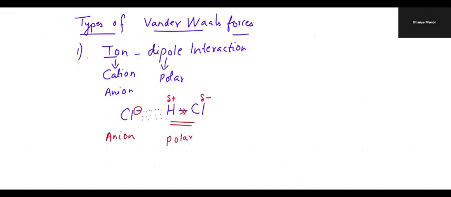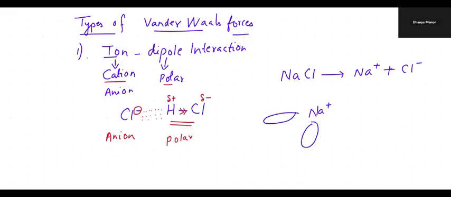Then it can also exist between a cation and a polar molecule. For example, if I take sodium chloride, when you dissolve it in water, I get sodium ion and chloride ion, right? Now, I have the sodium ion, which is surrounded by water molecules. All these are water molecules. Now, water is a polar molecule.